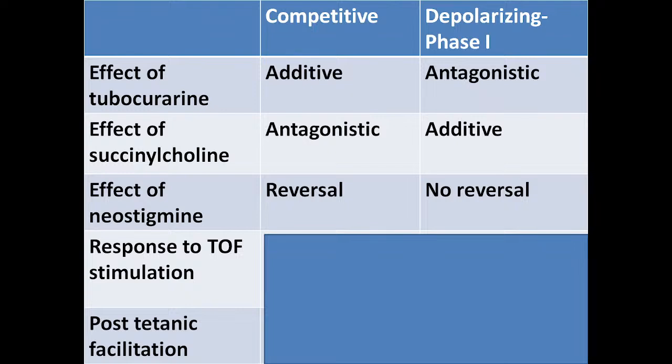In case of depolarizing, what do you think will happen? Again, partial block, it will be reduced, but there is no fade because it has nothing to do with the acetylcholine that is secreted. Acetylcholine is not going to antagonize it. For the same reason, neostigmine is not able to antagonize it. So acetylcholine is also not going to antagonize it, and there is no fade.